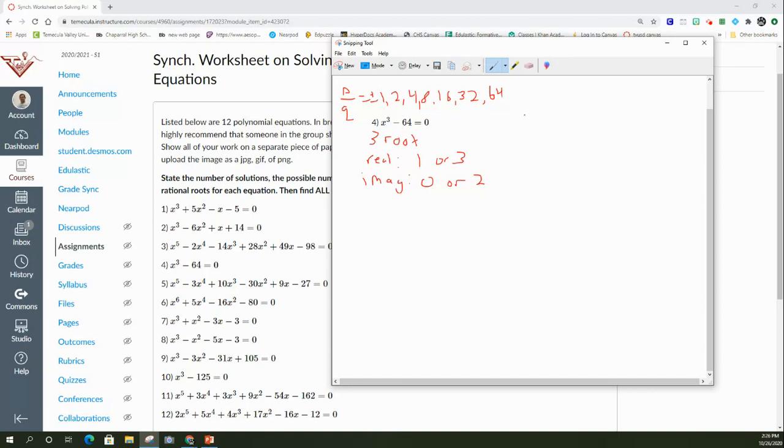If I did use the rational root theorem, I'd have to set it up as 1, 0, 0, negative 64. And in this case, 4 is going to work. 4 cubed is 64. I bring down the 1, 4, that's 4, that's 16. Bring down the 16, that's 64, and that's 0. So I'm left with this quadratic, x squared plus 4x plus 16 equals 0.